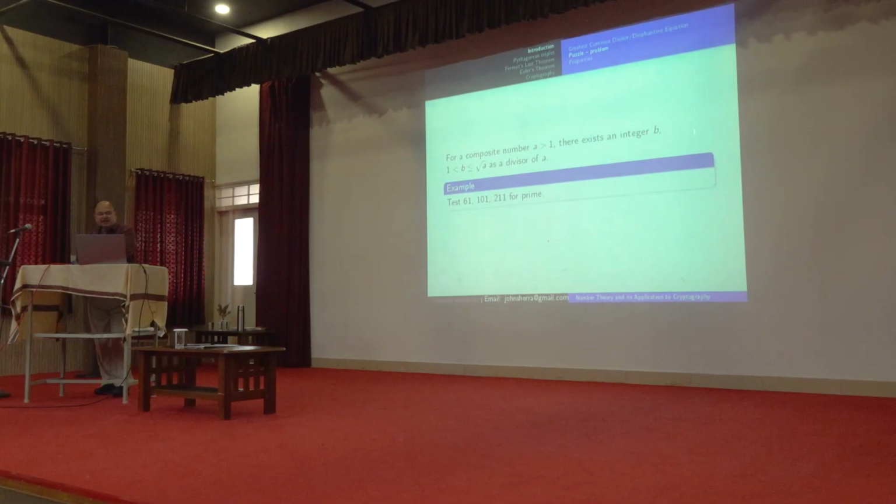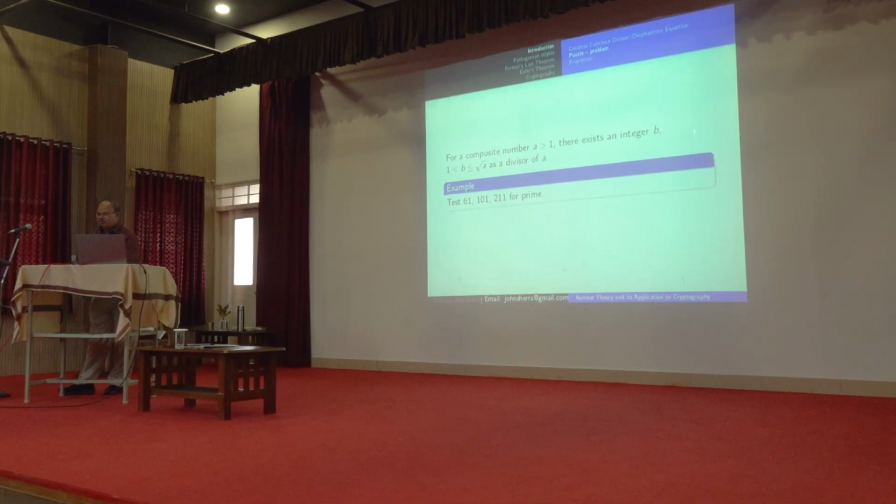Alright? So, similarly, 101, you know that root of 101 is approximately 10. So, take the primes which are less than 10. They are again the same. 2, 3, 5 and 7, they don't divide. Therefore, 101 is a prime.